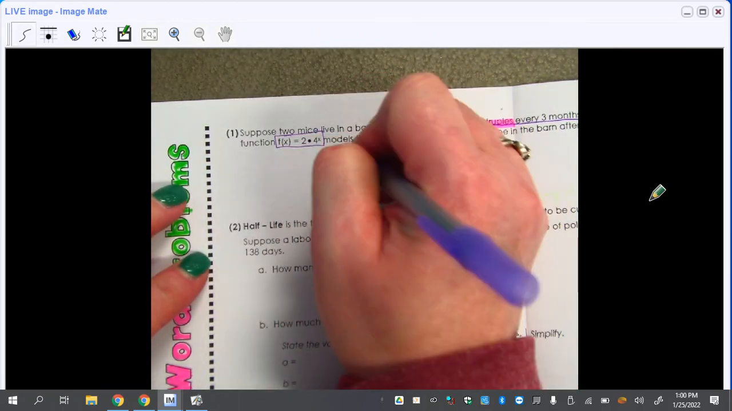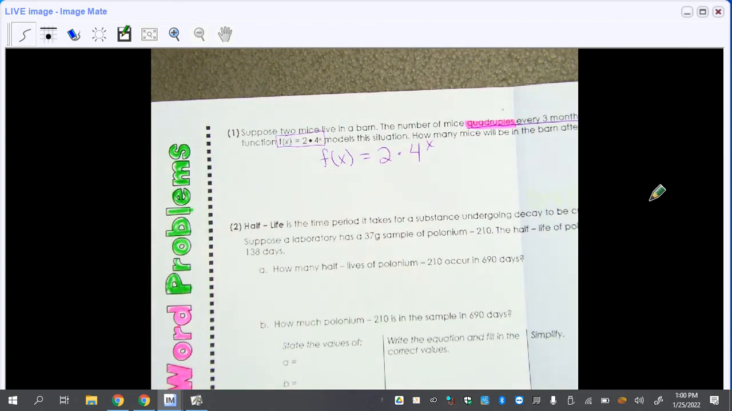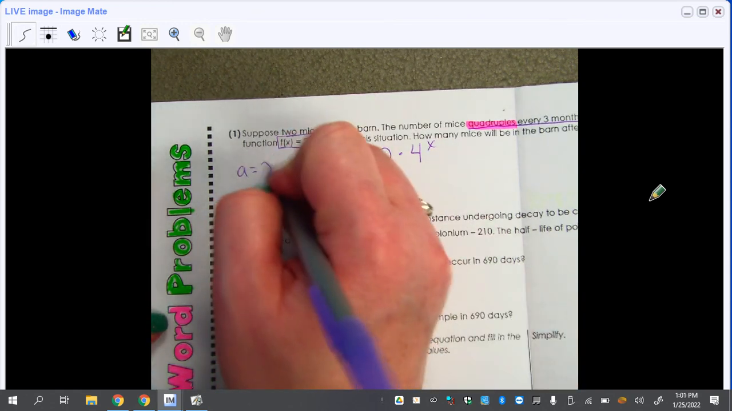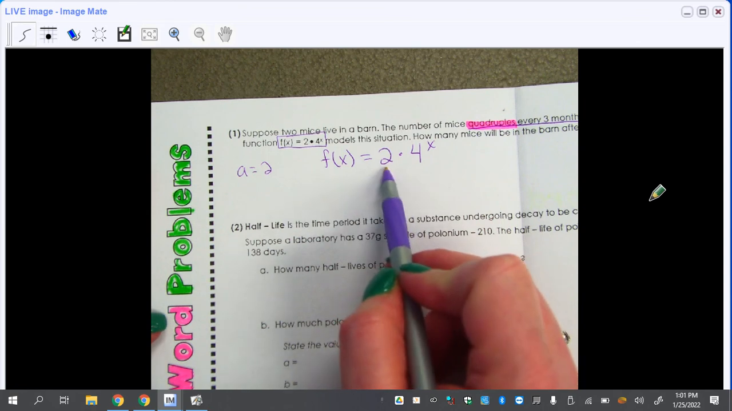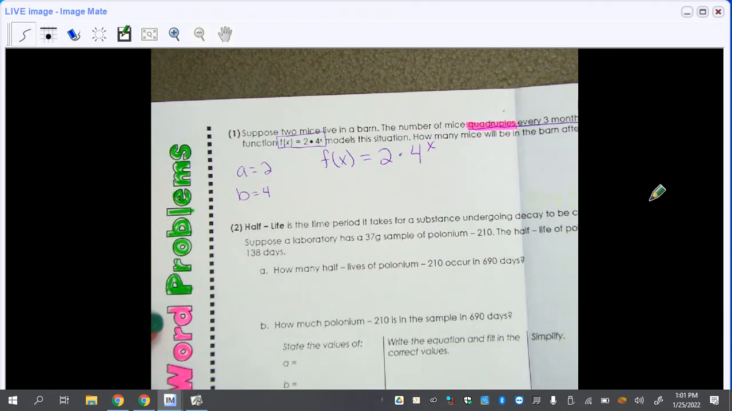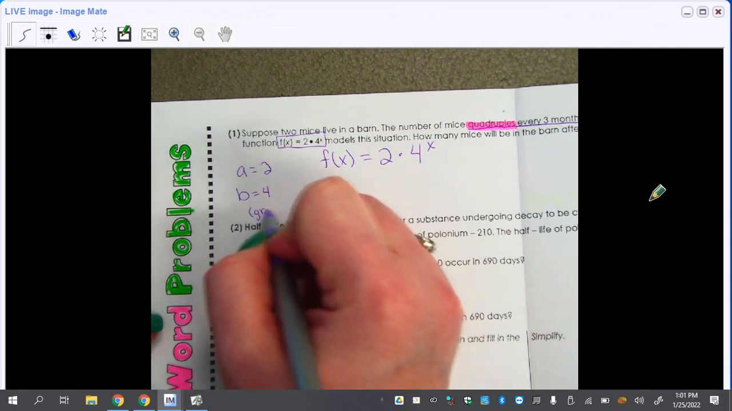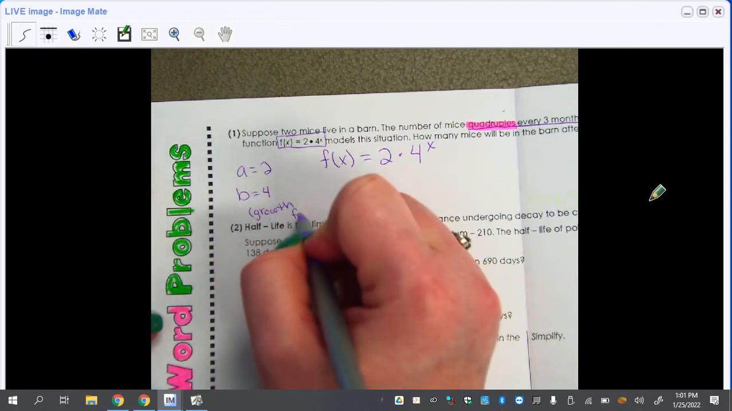All right, so I'm just going to rewrite first the equation that they gave me: f of x equals 2 times 4 to the x. To review the different parts we were dealing with last time, our A in this problem is the 2. Your initial amount is always right there in the front. Our B value this time is a 4. That is our growth factor. Throwing some vocab in there, growth factor.